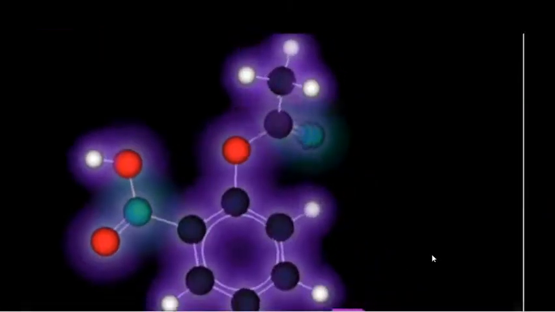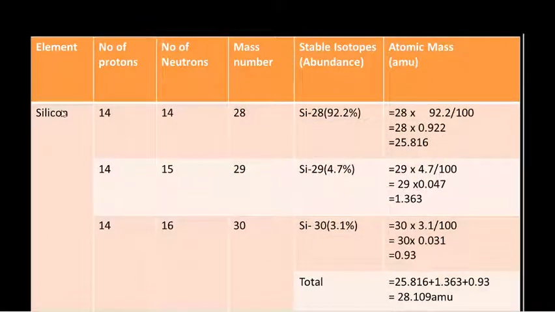Okay. The next one is silicon. The silicon has three different stable isotopes. The number of protons is 14, because the atomic number of silicon is 14. So the number of protons remains the same. The only difference is in the number of neutrons. The number of neutrons differs by step: the first one 14, the second one 15, the third one 16. So 14 plus 14 we get 28, 14 plus 15 is 29, and 14 plus 16 is 30. So these are the stable isotopes of silicon.